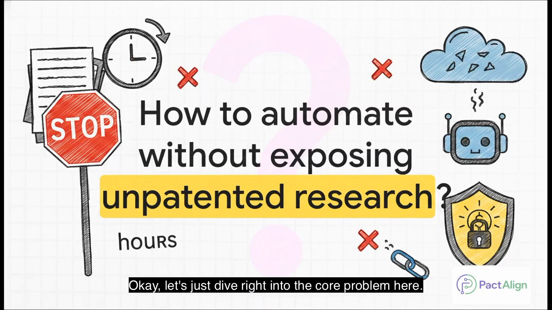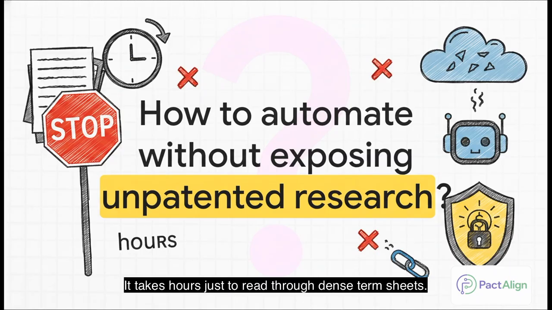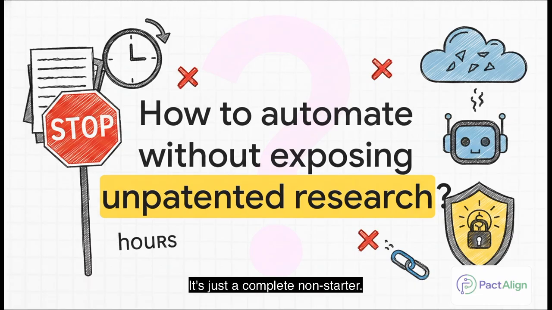Okay, let's just dive right into the core problem here. How do you actually automate agreements without exposing unpatented research to the public internet? This is the massive keep-you-up-at-night bottleneck for university IT and TTO directors. Because on one hand, manual contract review is painfully slow, right? It takes hours just to read through dense term sheets. But on the other hand, simply copying and pasting sensitive, pre-secured IP into a public AI model, that is a massive risk violation. You absolutely cannot expose unpatented discoveries or your confidential negotiation strategies to public training models. It's just a complete non-starter.